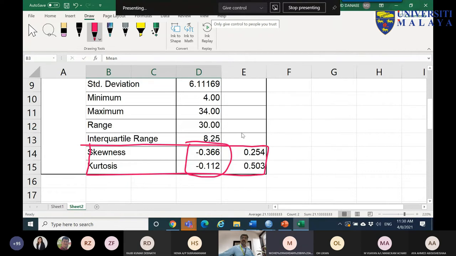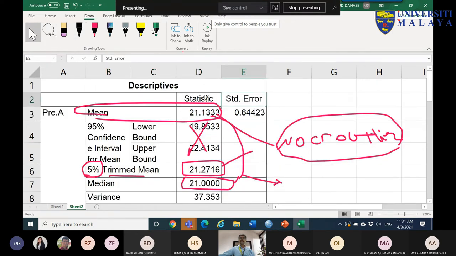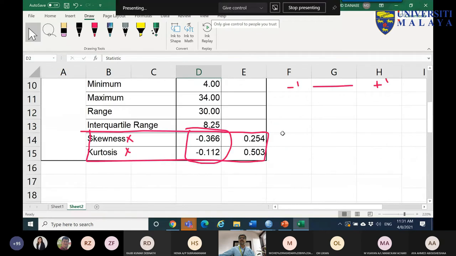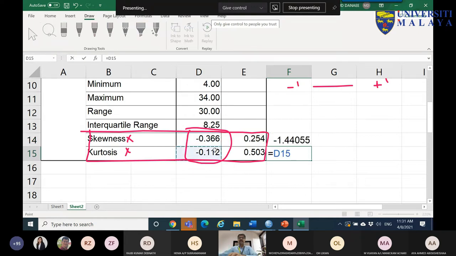Yes, because for this data, the skewness and kurtosis are within the acceptable range of -1 to +1, according to the first rule of thumb. Even if I want to calculate the ratio, this column is the standard error. If I divide this number by its own standard error, are these two values acceptable?